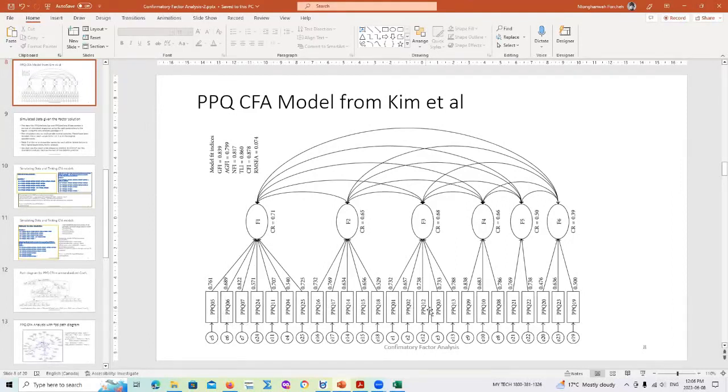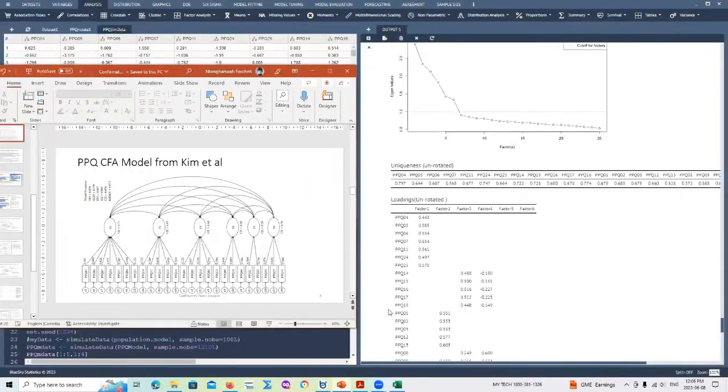1, 2, 3, 12. Where is 4? Say 1, 2, 3, 12, and 13. Let's see here. 1, 2, 3, 12, and 13.